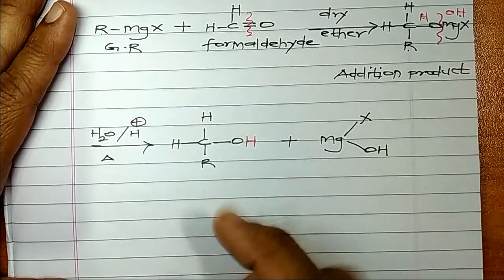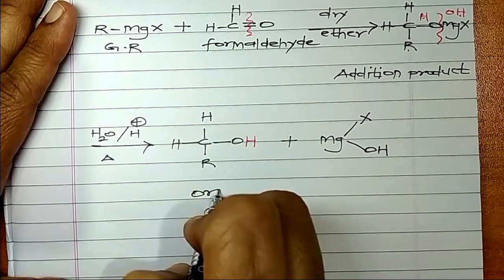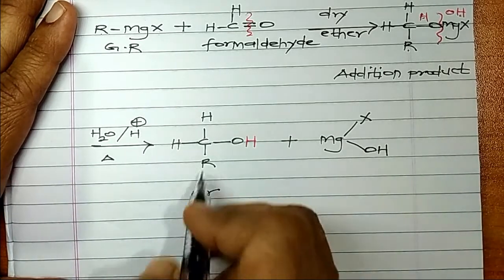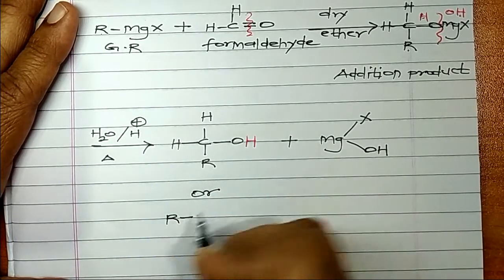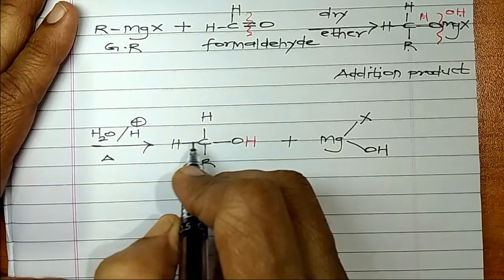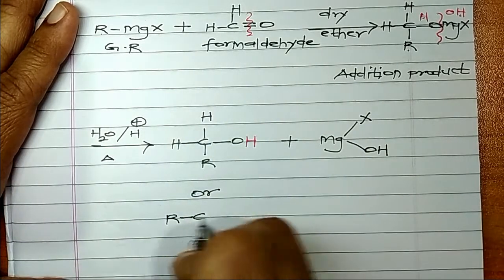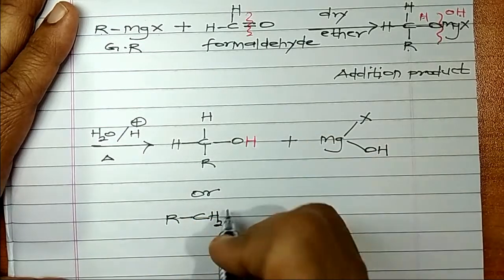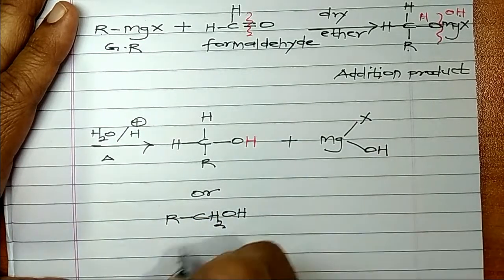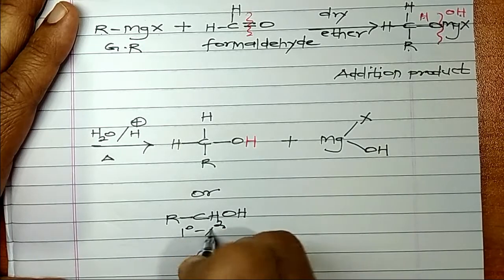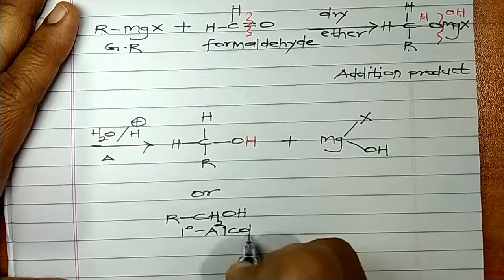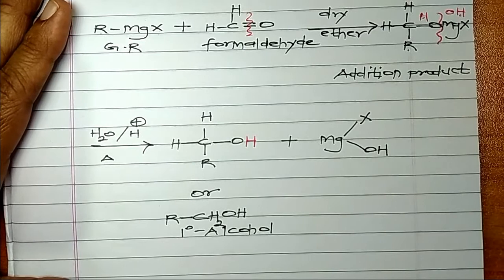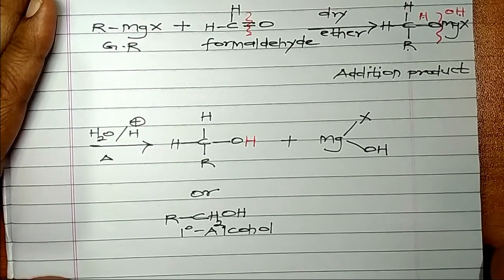So this compound which I have got, I can redraw as R, carbon, hydrogen, hydrogen, that is, carbon with 2 hydrogens, and this OH. So you have got R-CH2-OH. Now this compound which you have got is called a primary alcohol.